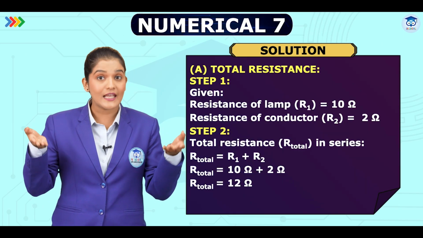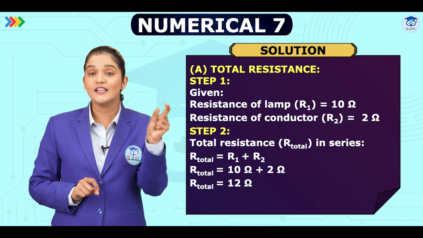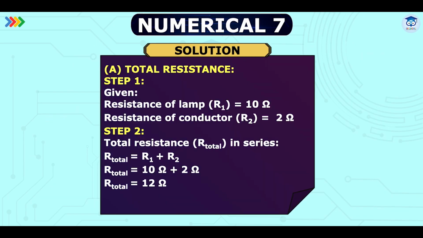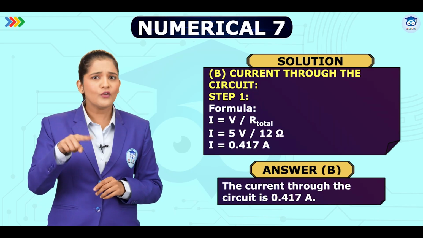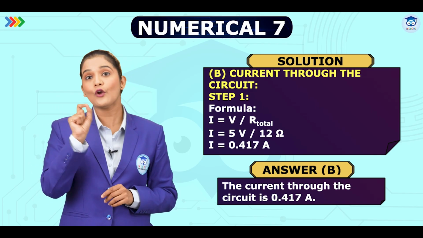To begin with part A, let us calculate the total resistance. In a series connection, the total resistance is the sum of the individual resistances. The resistance of the lamp is given as 10 ohms and the resistance of the conductor is 2 ohms. Therefore, the total resistance denoted by R total is equal to R1 plus R2, which is 10 plus 2, resulting in 12 ohms.